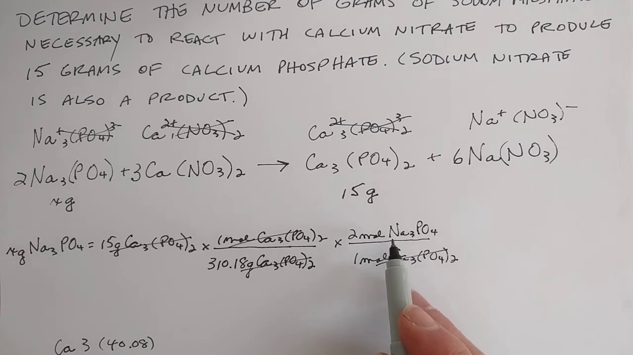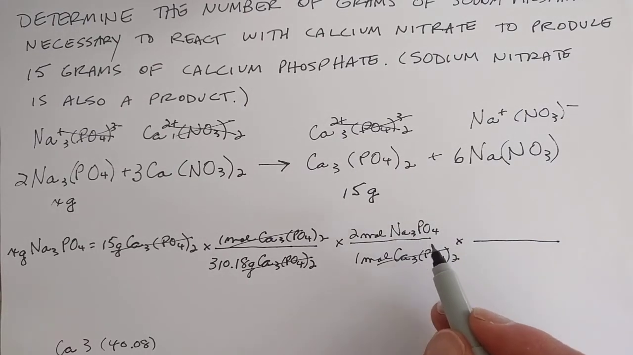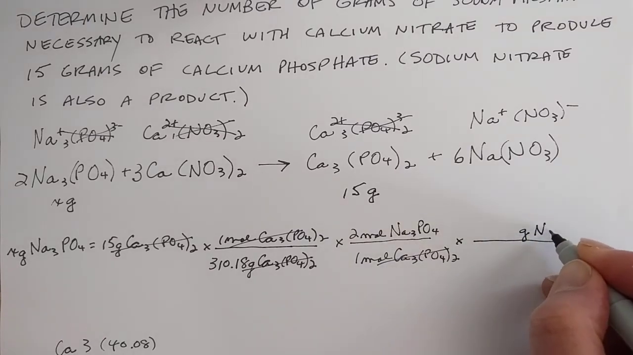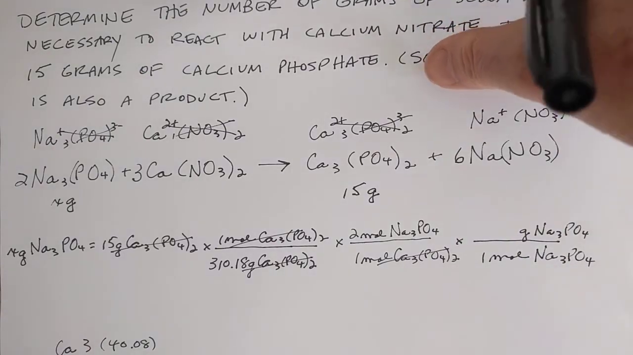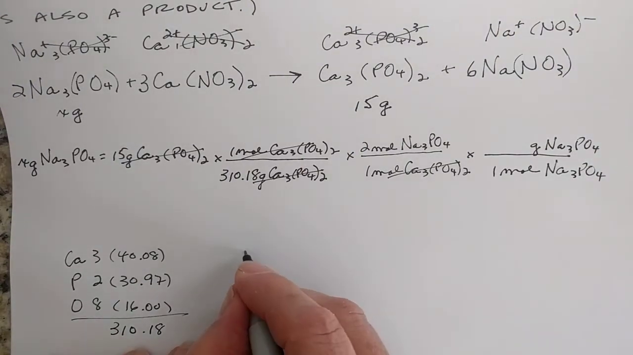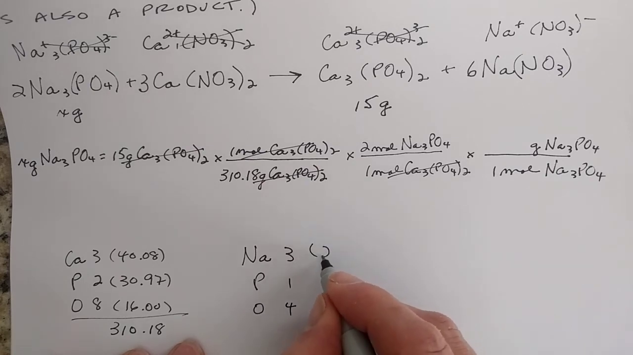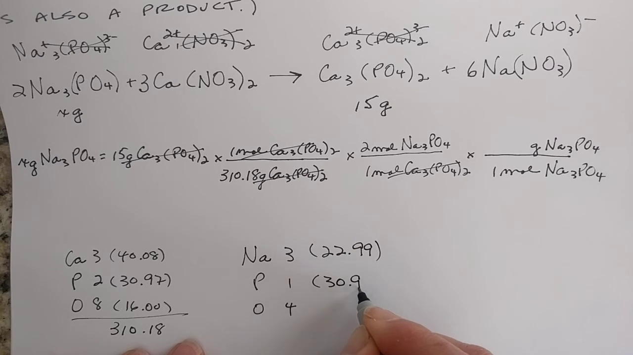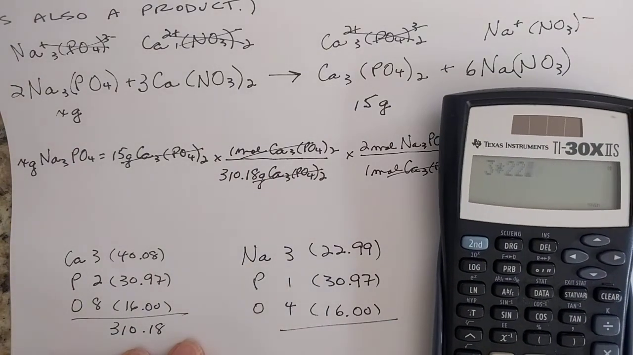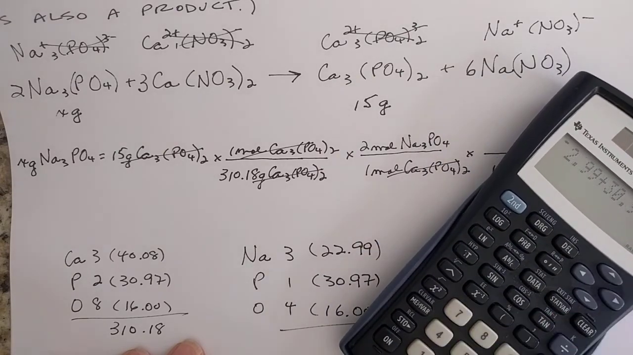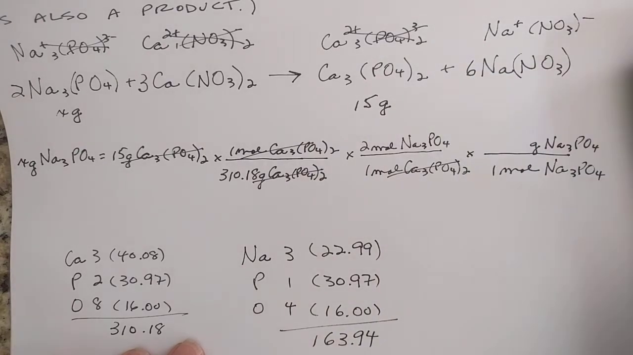The moles of the calcium phosphate now cancel out. And we are not quite finished. We have the moles of the sodium phosphate. We need the grams of the sodium phosphate. So we need 1 more conversion factor. Change those moles to grams. How do we do that? Molar mass. We have to find the grams of sodium phosphate in 1 mole of sodium phosphate. So that means another molar mass calculation. So we have sodium, we have 3 of those, phosphorus we have 1, and oxygen we have 4. From our periodic table, sodium is 22.99, phosphorus 30.97, and oxygen 16.00. Let's add that up. So 3 times 22.99 plus 30.97 plus 4 times 16 equals, and we get 163.94 grams in 1 mole.